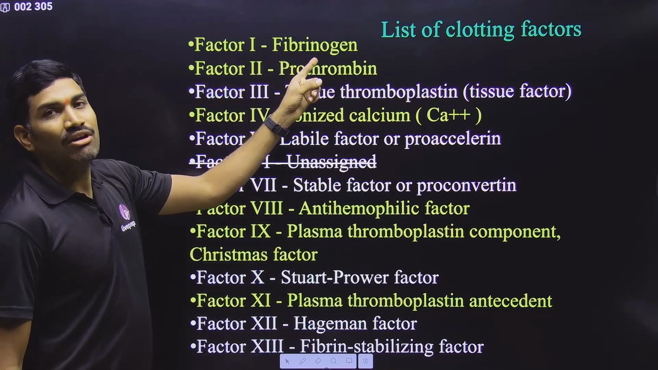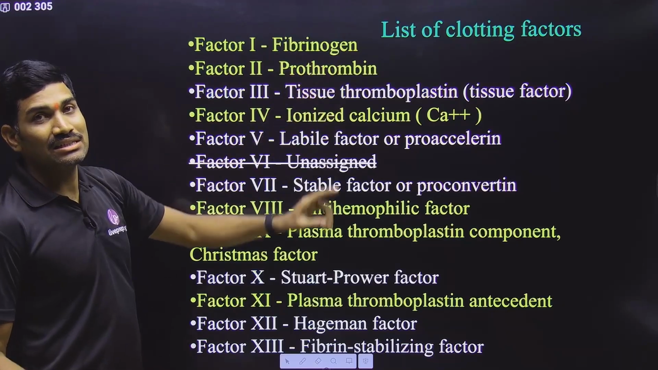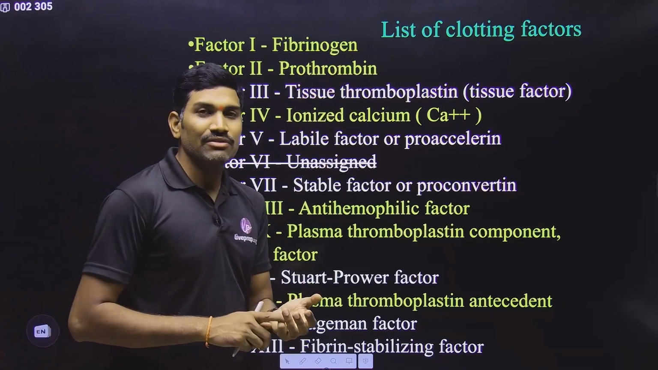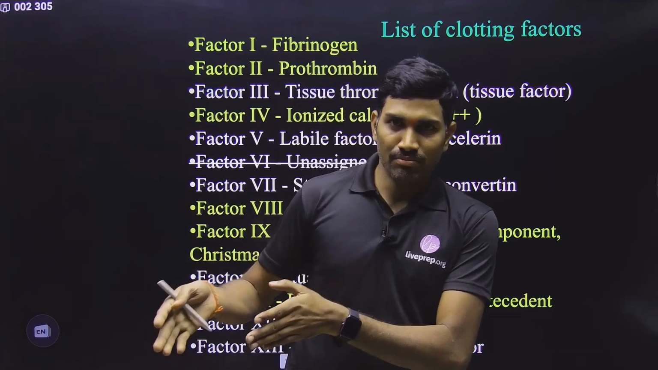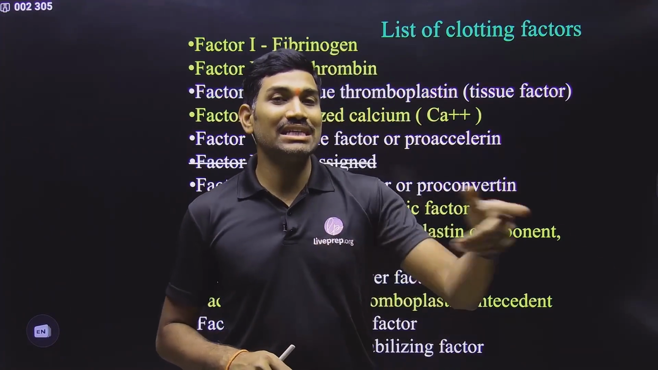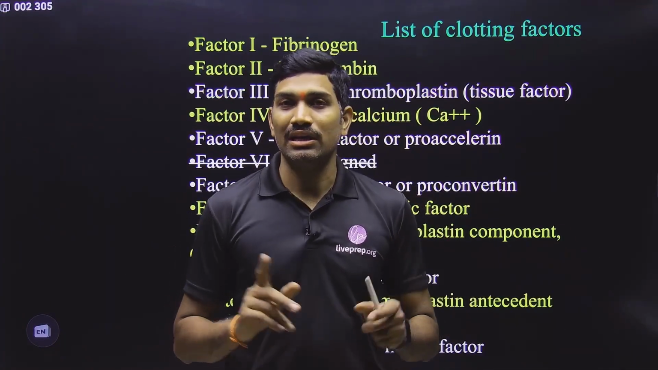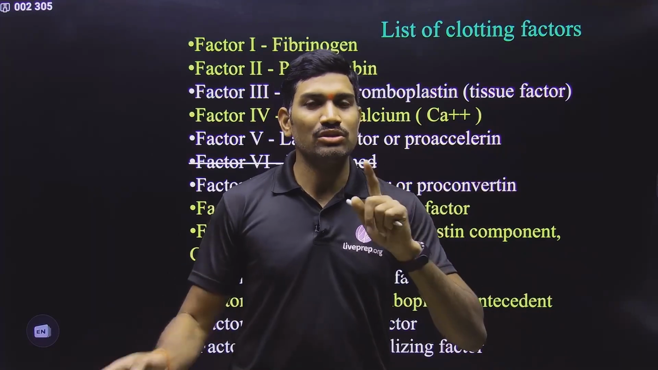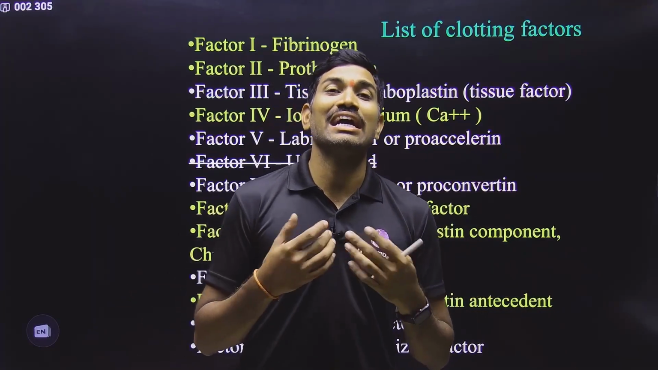Factor 1 is fibrinogen. I already told you about this. If the word "pro" is present before the word, or the word "gen" is present at the end of the word, this pro and this gen represent that they are in inactive form.